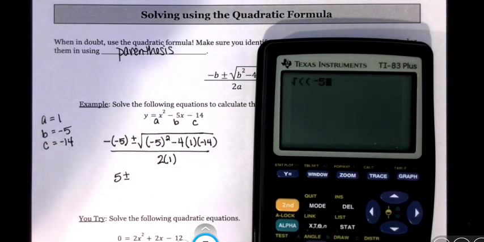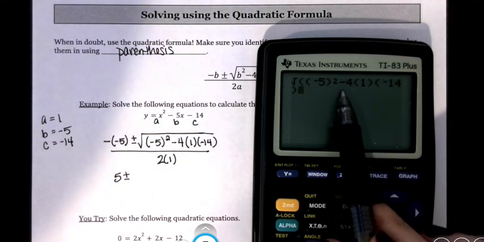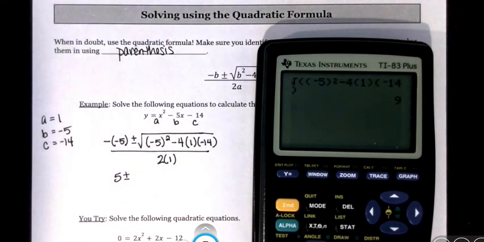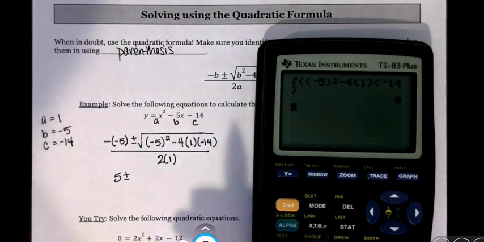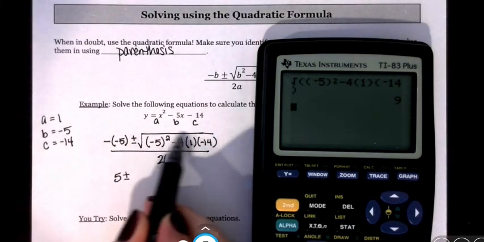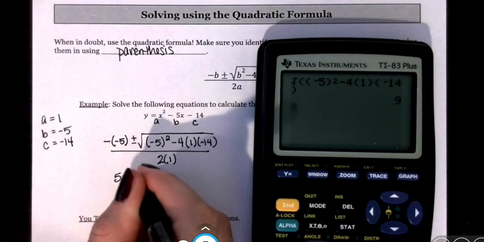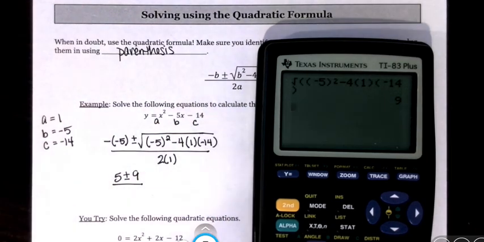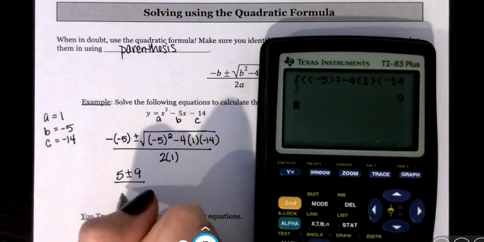So negative 5 squared minus 4, 1, and then negative 14. With my negative sign, I want to use the button at the bottom next to the decimal, and then this is a minus. And then I hit enter. So what that means is this whole piece is 9. And then my denominator, 2 times 1 is 2.